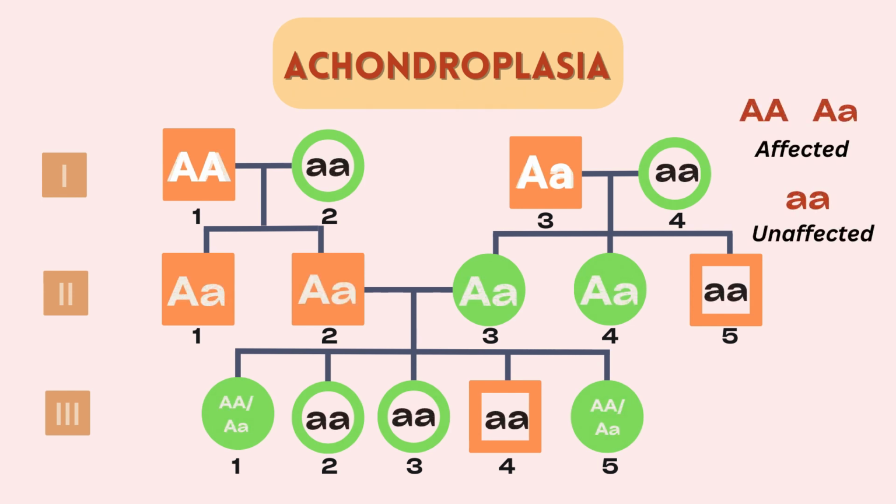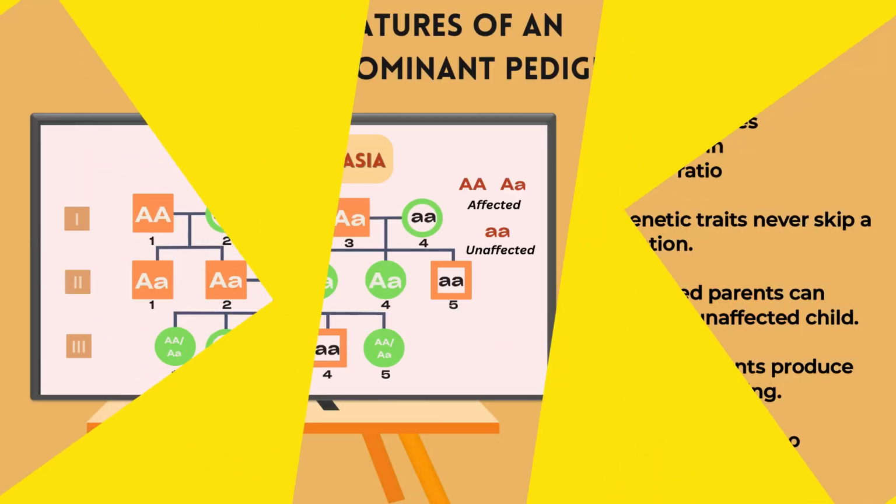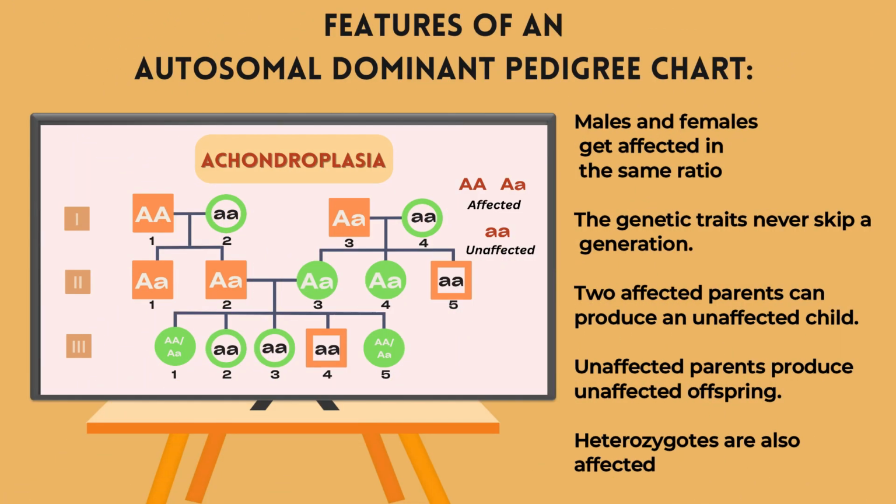These will then be the genotypes of all individuals of the 3 generations, having 4 males and 4 females affected by achondroplasia. The example pedigree chart of achondroplasia then contains the features needed for an autosomal dominant pedigree chart as stated below.